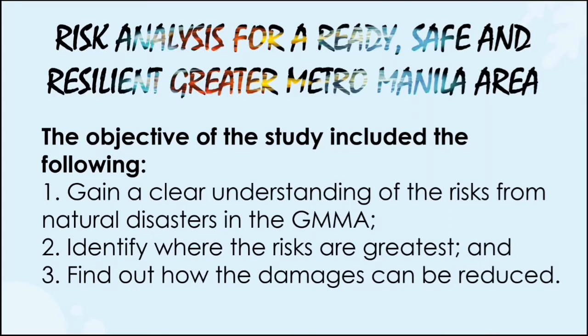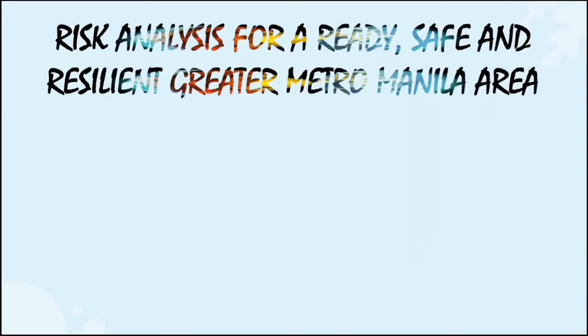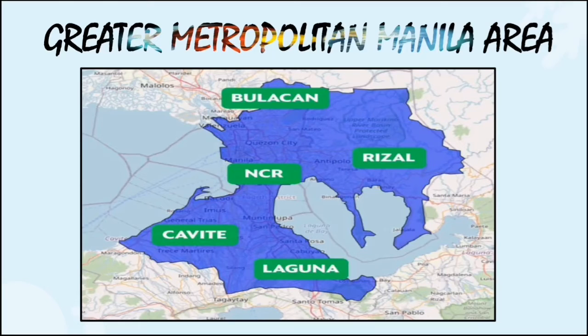In May 2015, this was jointly undertaken with the help of the Australian government, through Australian Aid and Geoscience Australia. This study of risk analysis covered 16 cities and 1 municipality of Metro Manila and some parts of the provinces of Bulacan, Cavite, and Rizal, which you can see from here.